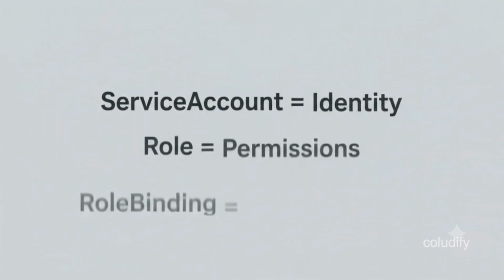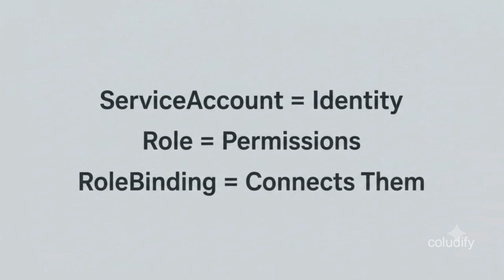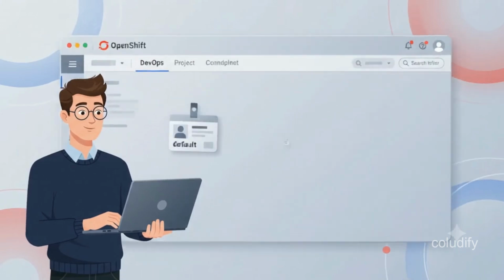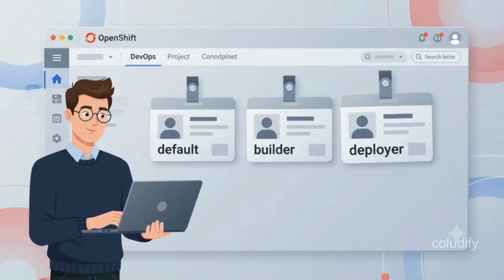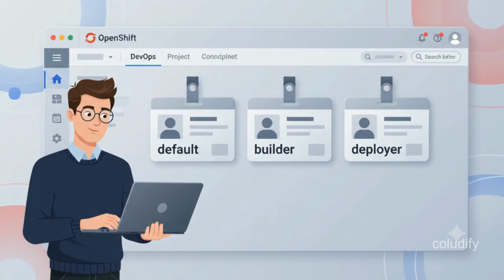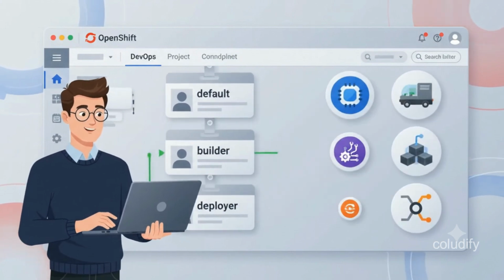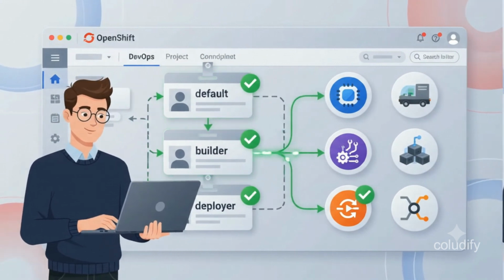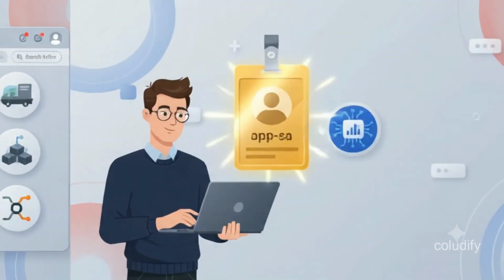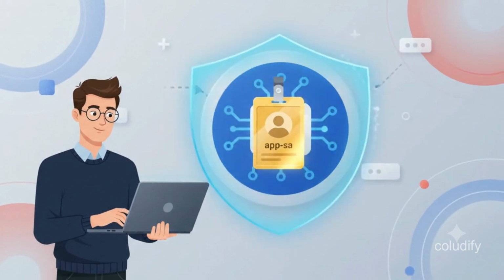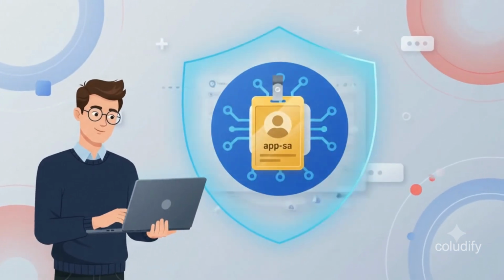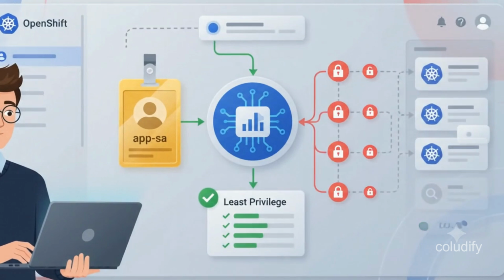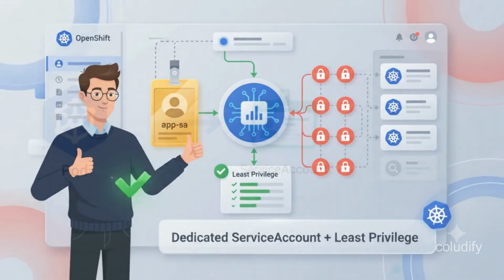Remember this: service account provides identity, role provides permissions, and role binding connects them. Whenever you create an OpenShift project, OpenShift provides default service accounts. There are three types of service accounts: default, builder, and deployer. For production applications, create a dedicated service account and grant only the permissions the application actually needs.